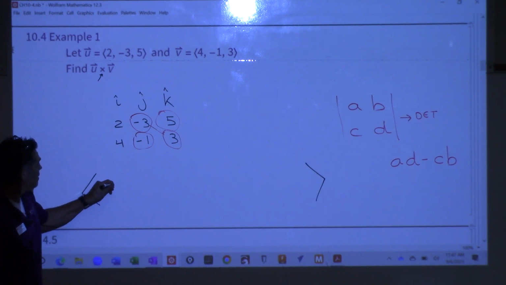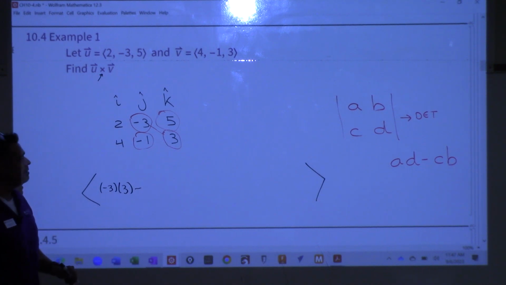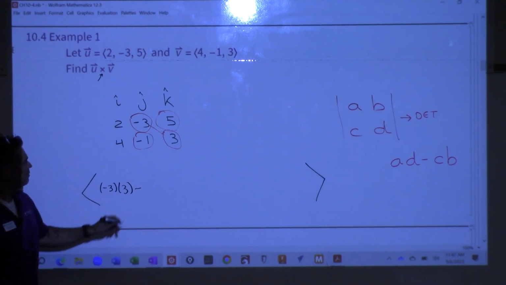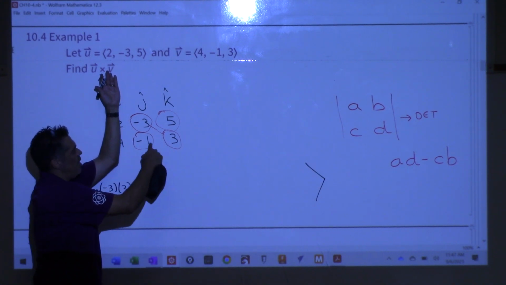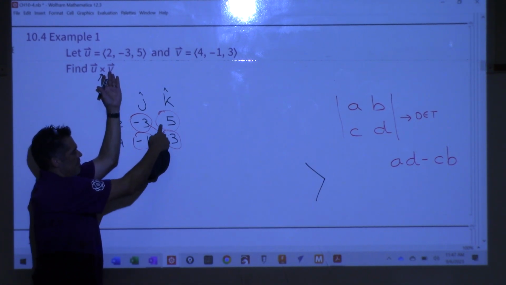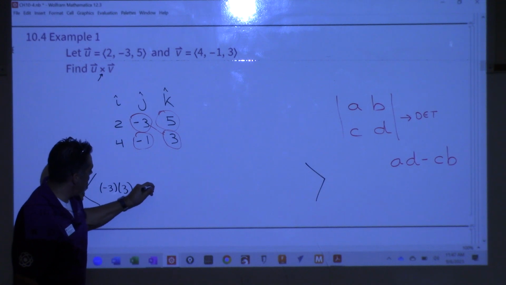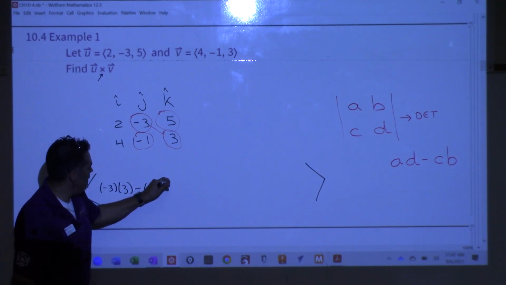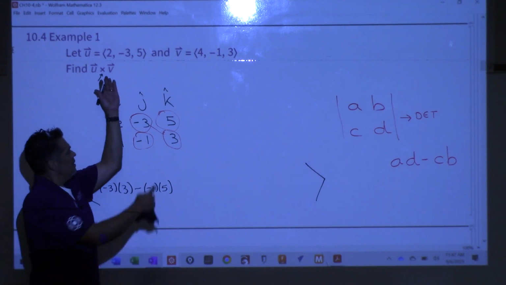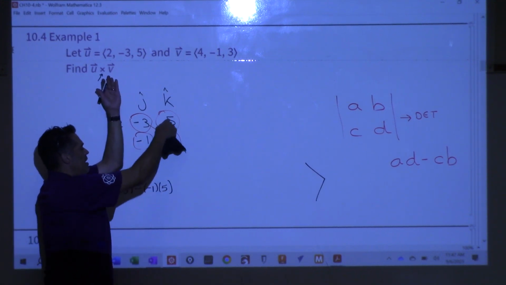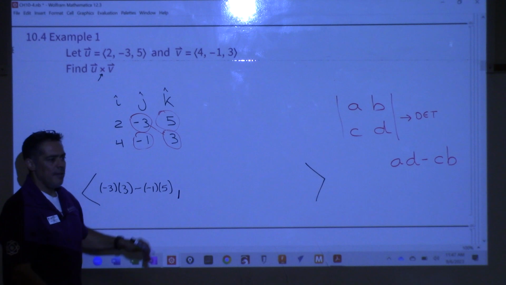Negative 3 times 3 minus, I'm covering up this one. Negative 3 times 3, right? Minus what? So minus negative 1 times 5. Do you all see that, the determinant there? That times that minus that times that. That's going to be my first component of my answer.